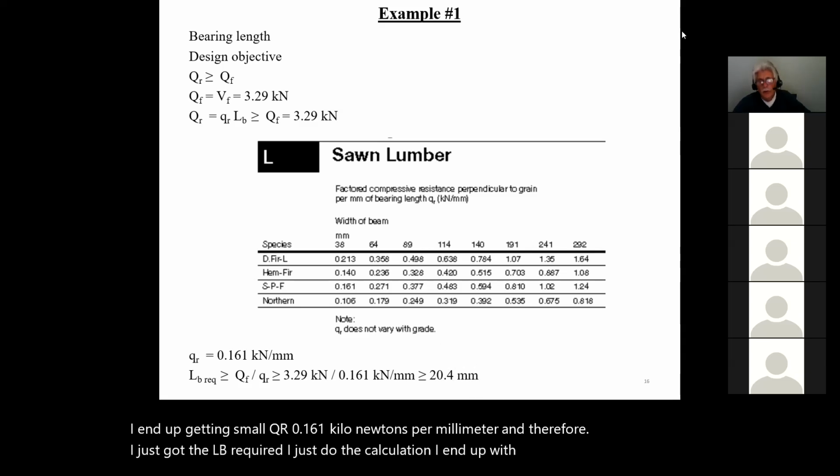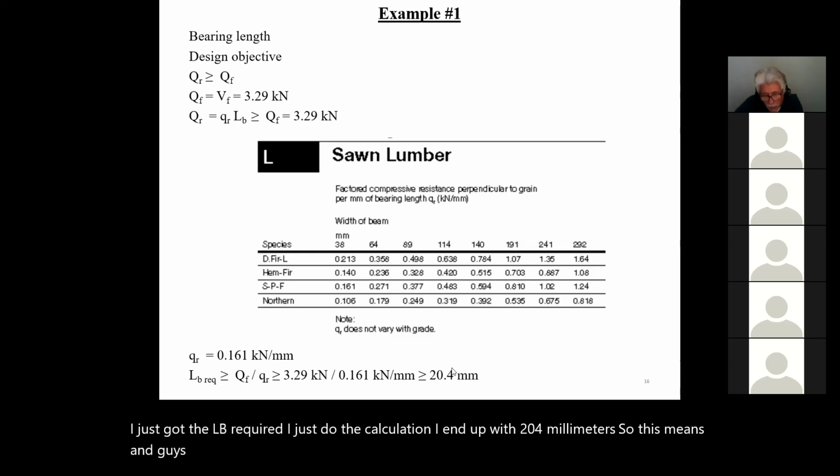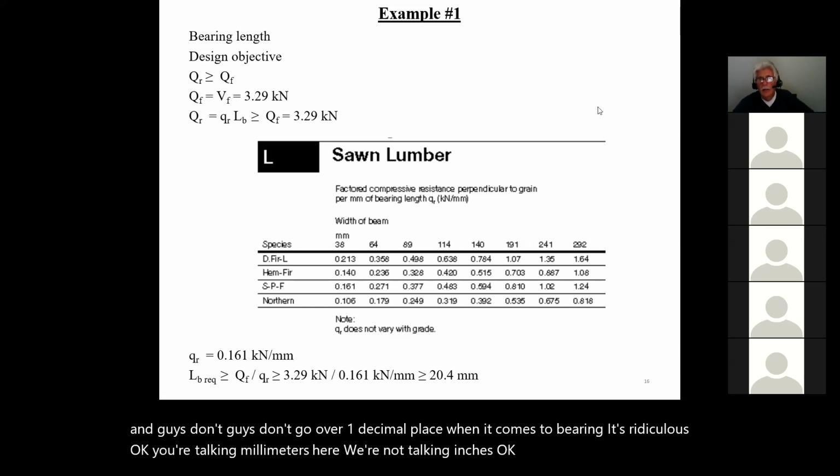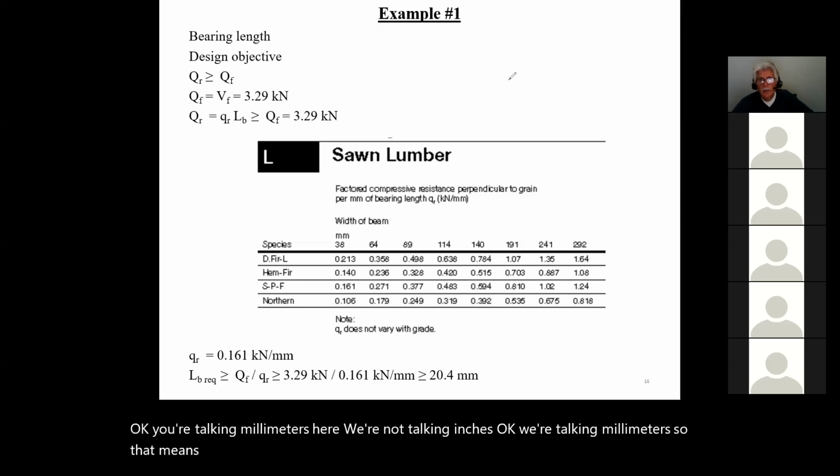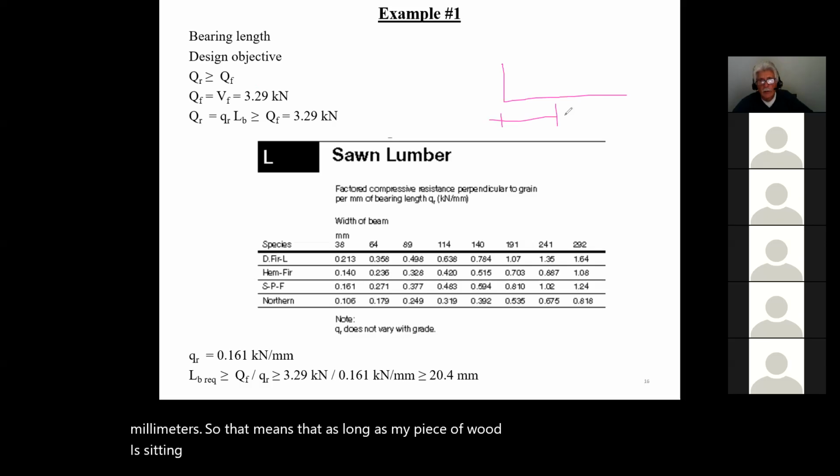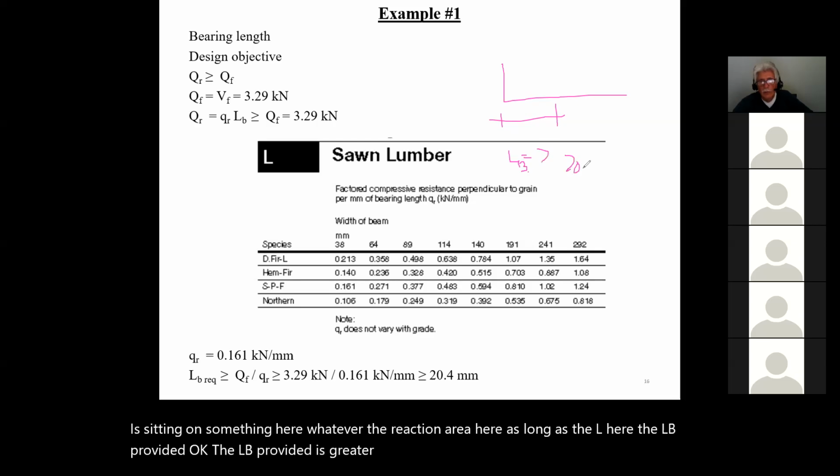So this means, and guys, don't go over one decimal place when it comes to bearing. It's ridiculous. Okay, you're talking millimeters here. We're not talking inches. Okay, we're talking millimeters. So that means that as long as my piece of wood is sitting on something here, whatever the reaction area here, as long as the LB provided is greater than 20.4 millimeters, I'm okay. That's what it means.